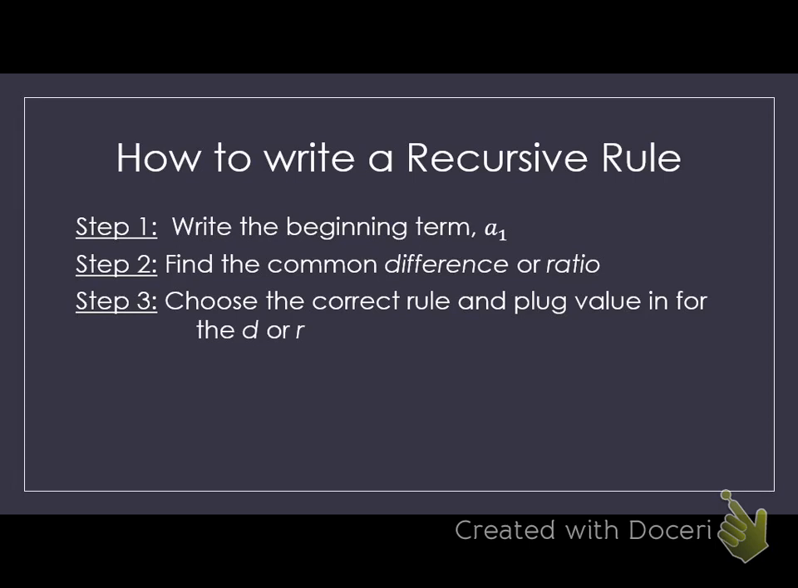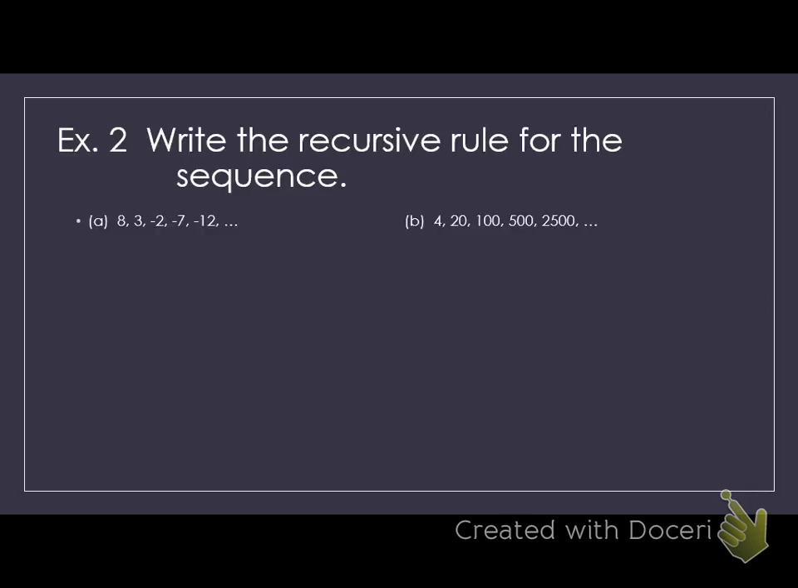We have to look at the list and we have to find either the common difference or the common ratio. We've got to decide what kind of list we're looking at. Once we figure out if it's arithmetic or geometric, then we can choose the right formula and simply plug in the d or the r. So this should be pretty simple, but let's try it.